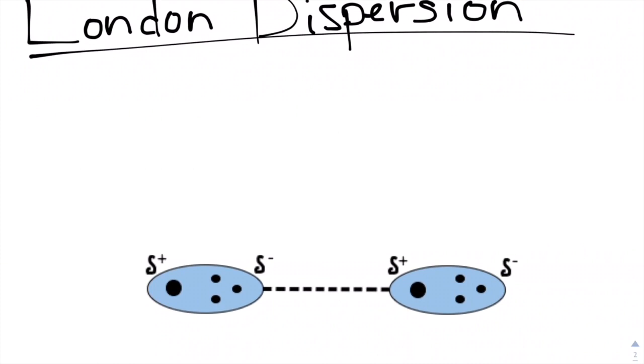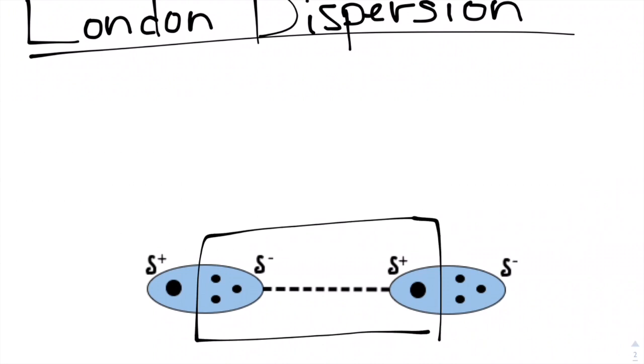Now, London dispersion forces are just a temporary dipole moment in a molecule that can induce another temporary dipole moment in another nearby molecule. Basically, what that means is that London dispersion forces are the main forces you will see in nonpolar molecules. So when you have a positive and a negative, they will attract each other just temporarily.